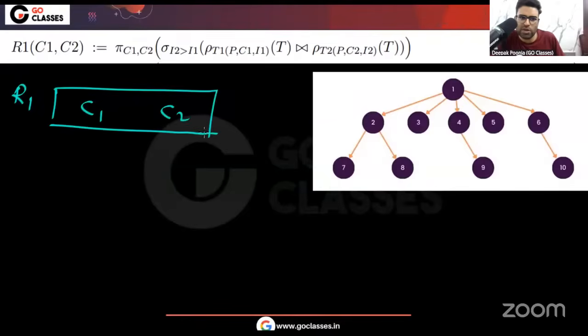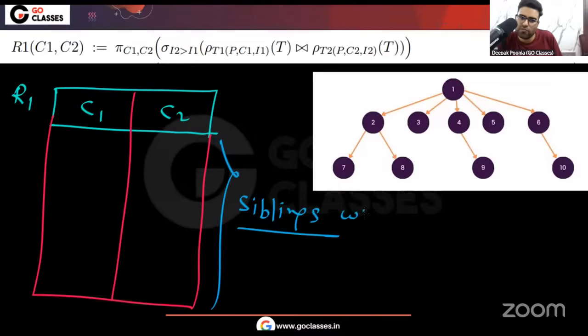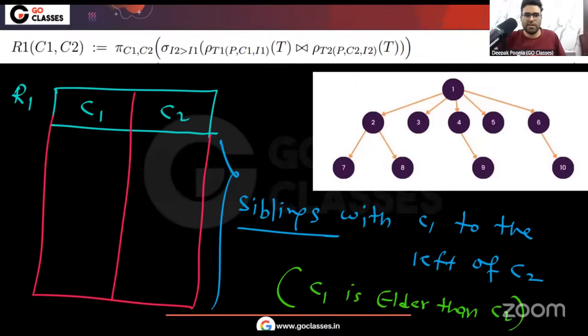Now you can notice that you don't have to run this query R1 on the table T. You can logically understand what this query is doing, and now you can tell me the output. So what will be the output? Output will be the siblings. Remember, output will be the siblings with C1 to the left of C2. If you think of first child, second child, third child, it simply means that C1 is elder than C2. Yes or no? C1 is the elder sibling of C2.